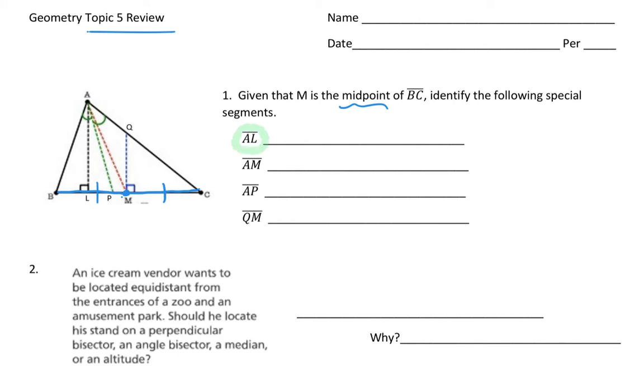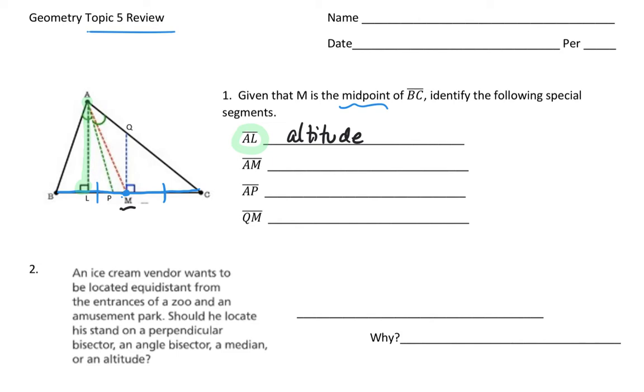All right, identify the following special segments, starting with AL. From A to L. Well, I do see the right angle there, so I know that it's something that's going to be perpendicular. That could either be a perpendicular bisector or an altitude. Because that goes from the base to the vertex, I know that's going to be an altitude. If it were a perpendicular bisector, it would have to go through point M because point M is the midpoint. So AL, you're an altitude.